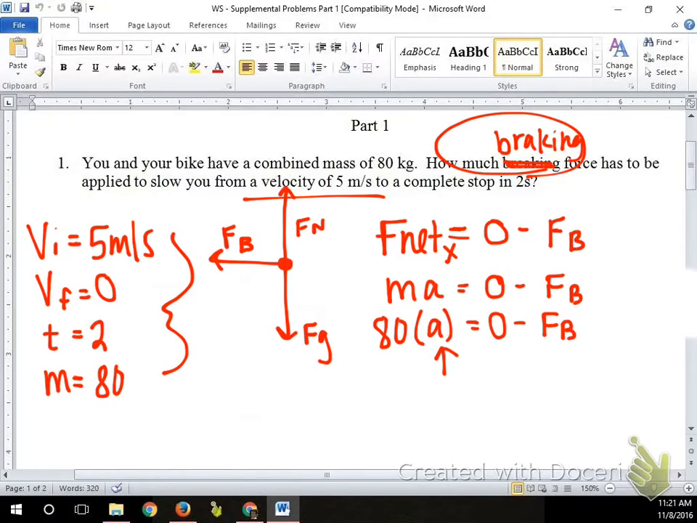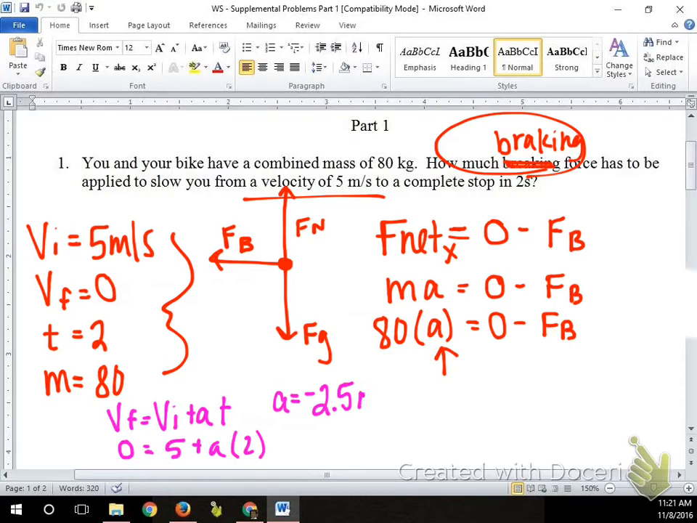The first one, the easy one. So my final velocity looks like this: VF equals VI plus AT. So 0 equals 5 plus A times 2. And that means my acceleration is equal to negative 2.5 meters per second squared. And it's negative because we're slowing down in the positive direction.